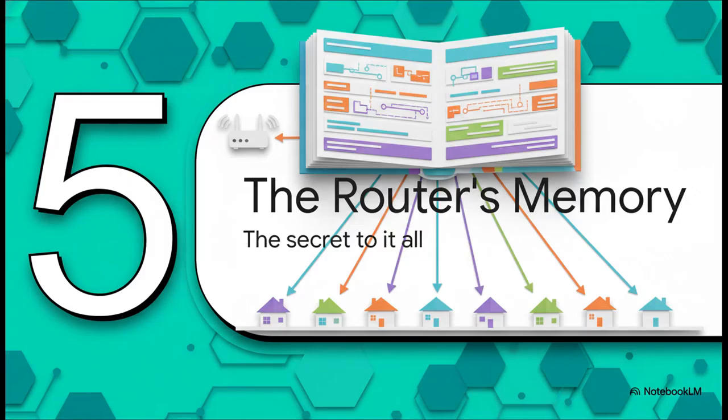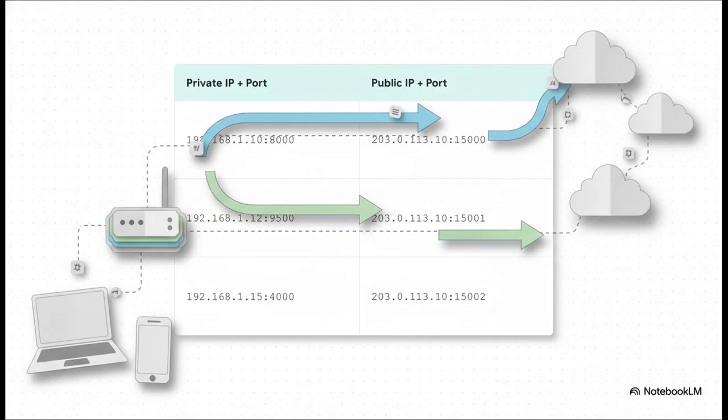So that logbook we keep talking about is really the secret sauce to this whole operation. Its technical name is the NAT table, and it's how your router can manage hundreds of different conversations at the same time without ever getting confused. And here's a simplified look at that table.